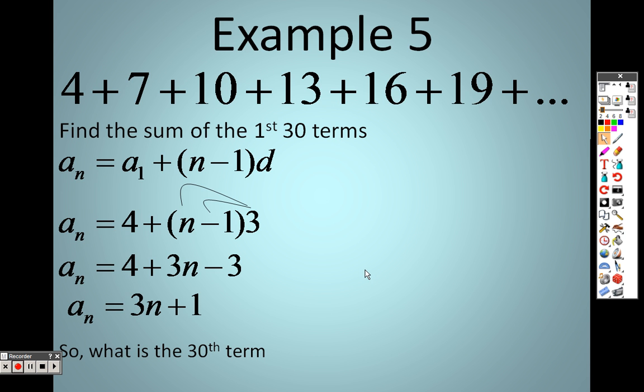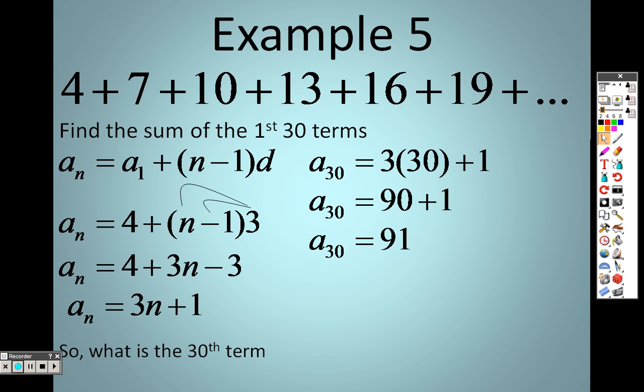I can't do this problem because according to that equation that we just talked about, that sum of arithmetic sequences and series, I need to know the first term, which I do, and I need to know the last term. Well, the last term is the 30th term. So to figure out what the last term is, I need to plug a 30 in for n. So 3 times 30 plus 1 is 91.